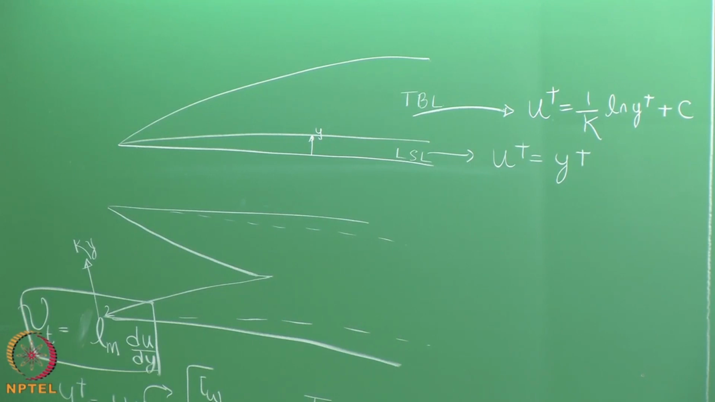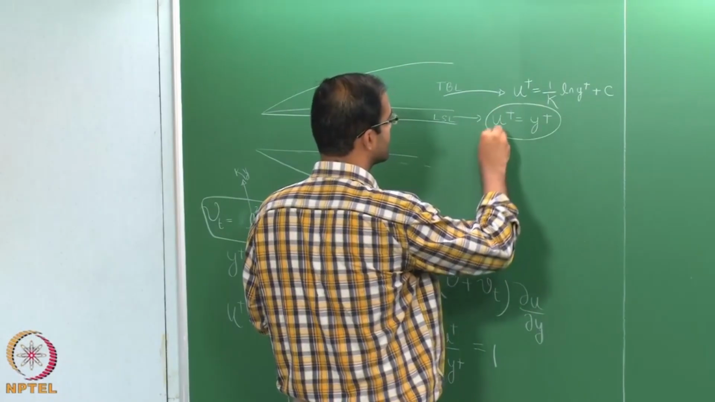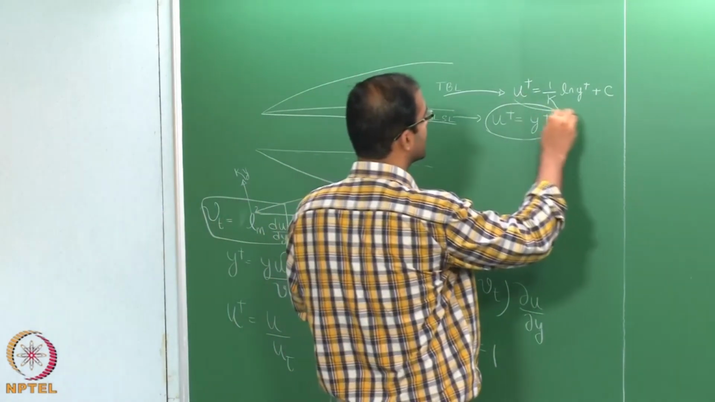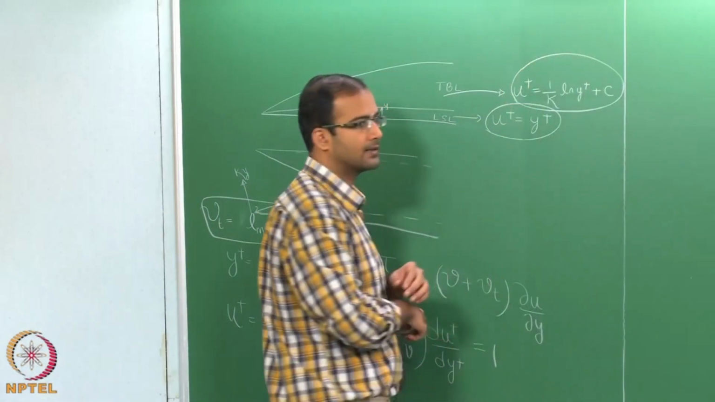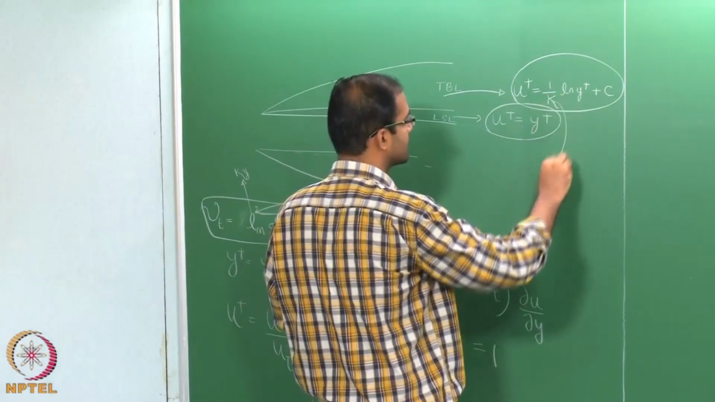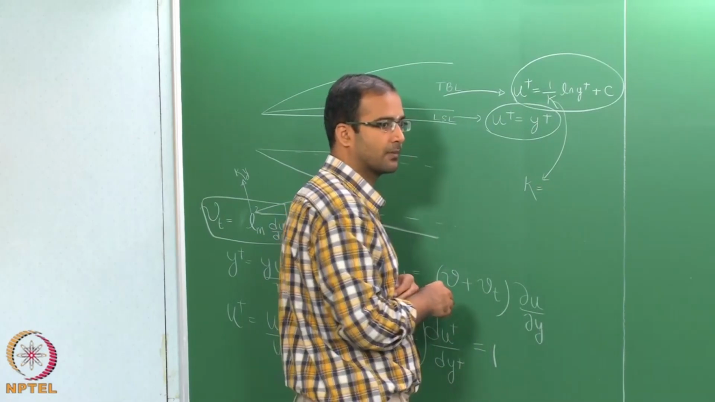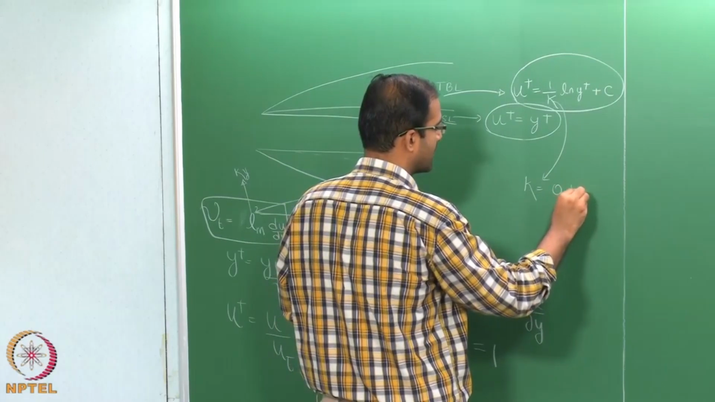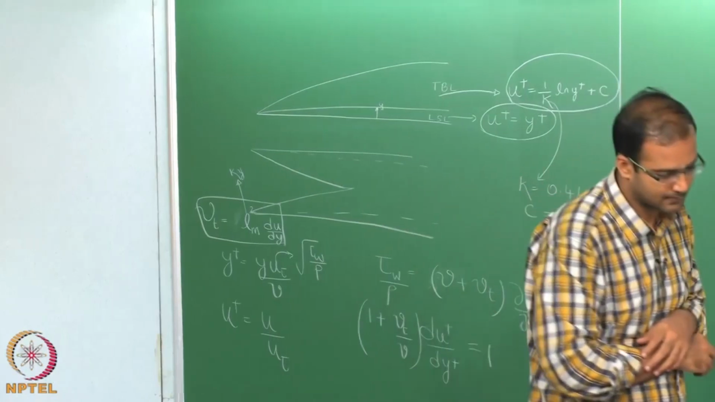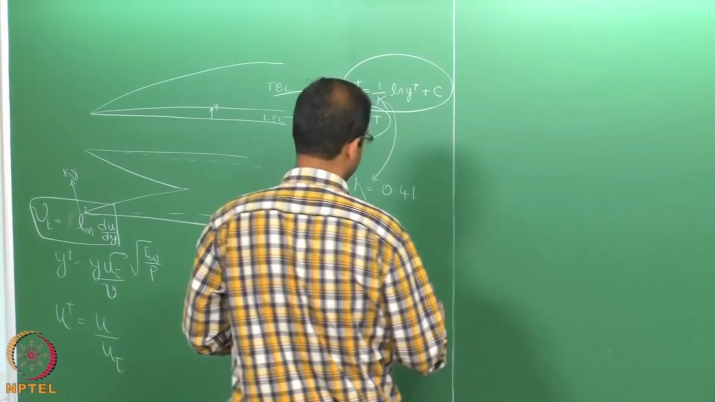Okay. So this is what was originally conceived by Prandtl himself. This linear layer and the log layer were derived by Prandtl using his mixing length model, and the constant here is called the von Karman constant. Von Karman is actually a student of Prandtl. So this is given as 0.41, and this constant C, do you remember what it is? So this is actually 5.5.